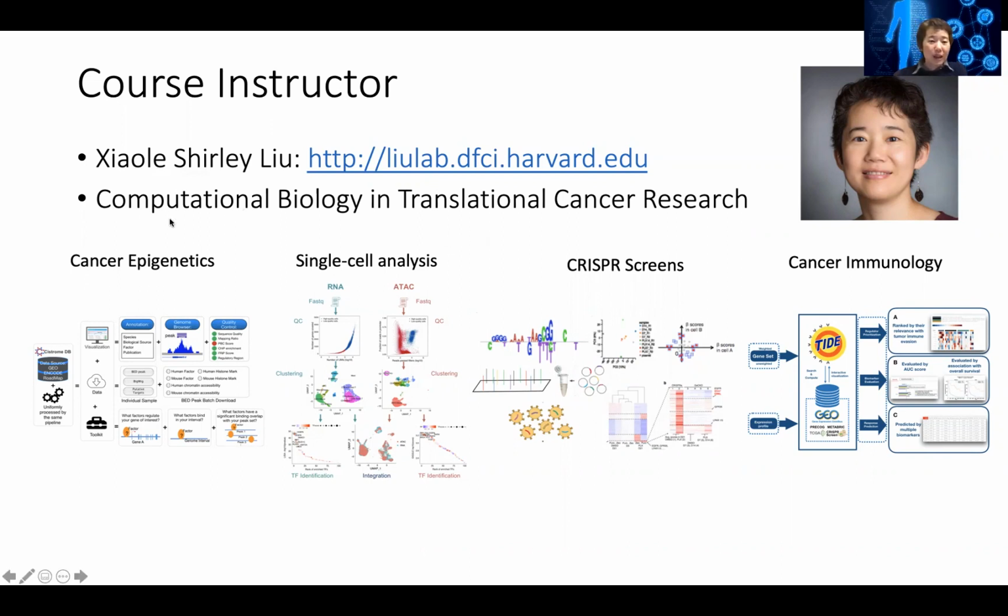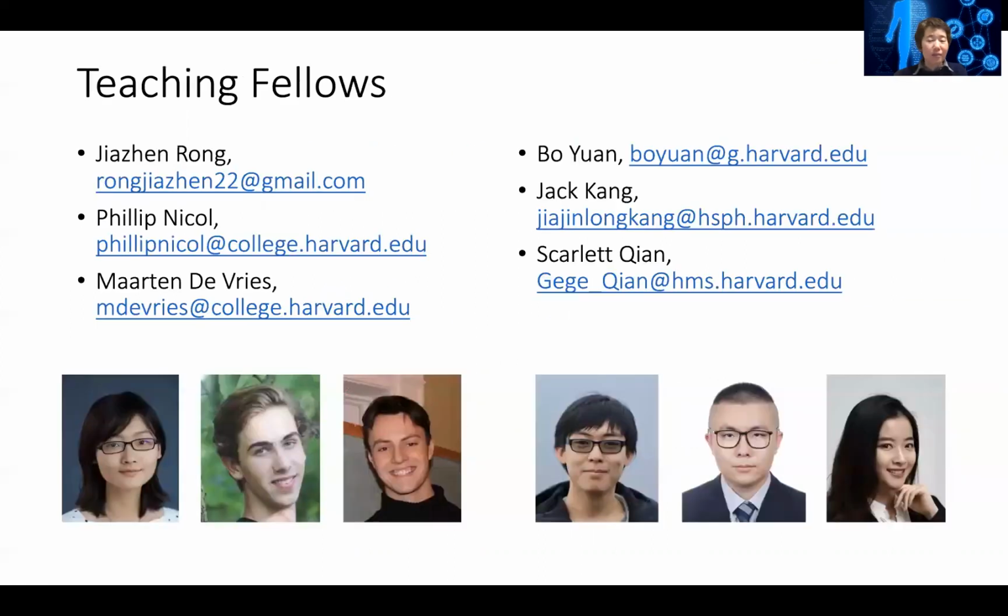My research is on computational biology in translational cancer research. We work on gene regulation, transcription and epigenetic gene regulation at the bulk level or single cell level. We also use CRISPR screens to look at gene regulation. And recently, we are heavily invested in understanding cancer immunology. If you want to know more, you can go to the lab website. We'll also post a video about our introduction.